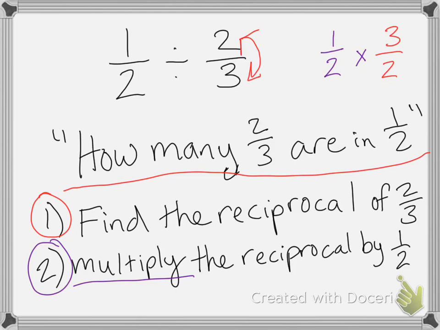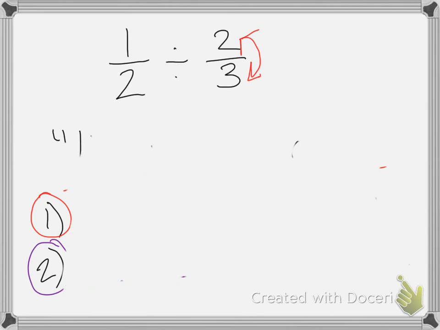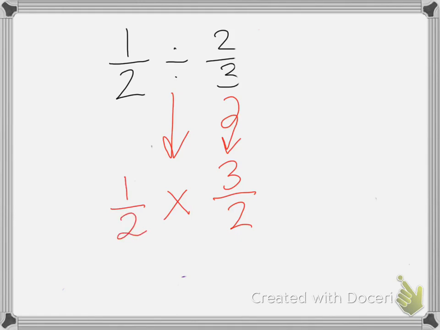So if I was to do this step by step, it would look like this. First of all, I would take 2/3 and I would switch the numerator and denominator. So that would become 3/2. I then change the division symbol into a multiplication symbol. And then I just bring that first number 1/2 down.